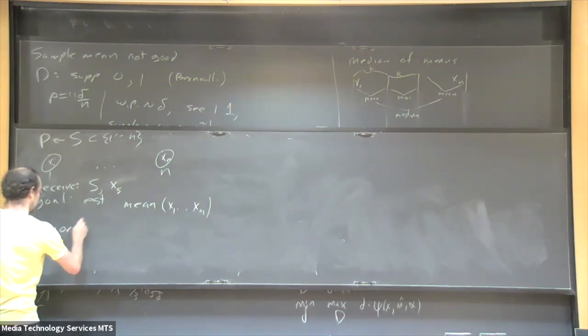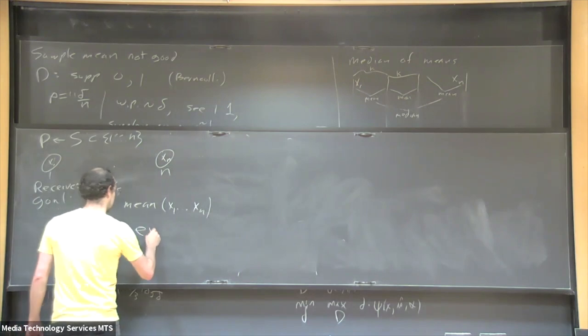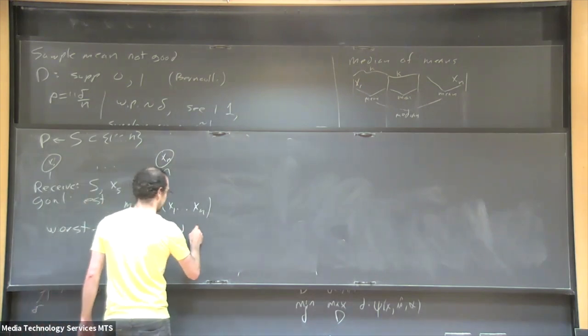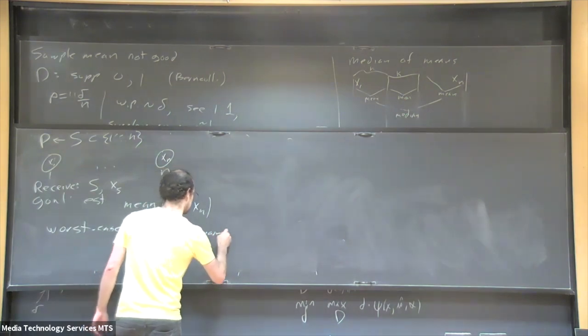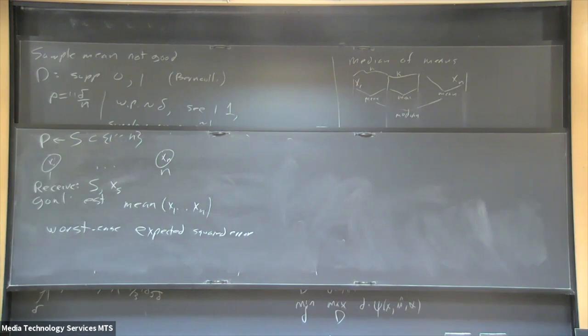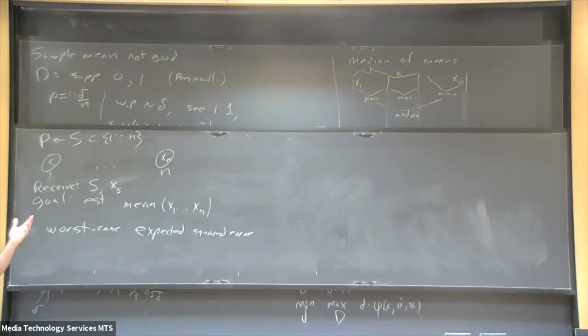The benchmark is worst-case expected squared error. We don't want to make any assumptions about the data values x1 through xn. We're assuming they're bounded, but no distributional assumptions whatsoever.